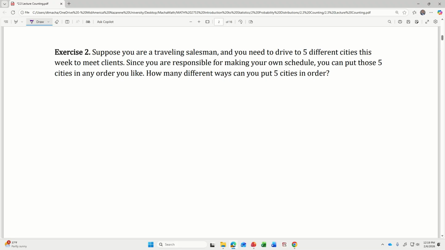Anybody else have any ideas for how I could figure out how many different ways I can put these cities in order? Like, I could travel to Kansas City first, and then Tulsa, and then, I don't know, what's another city around here? Chicago, and then St. Louis, and then Denver. Or I could travel to Denver first, and then St. Louis, and then Chicago, right? How many different ways can I put 5 cities in order?